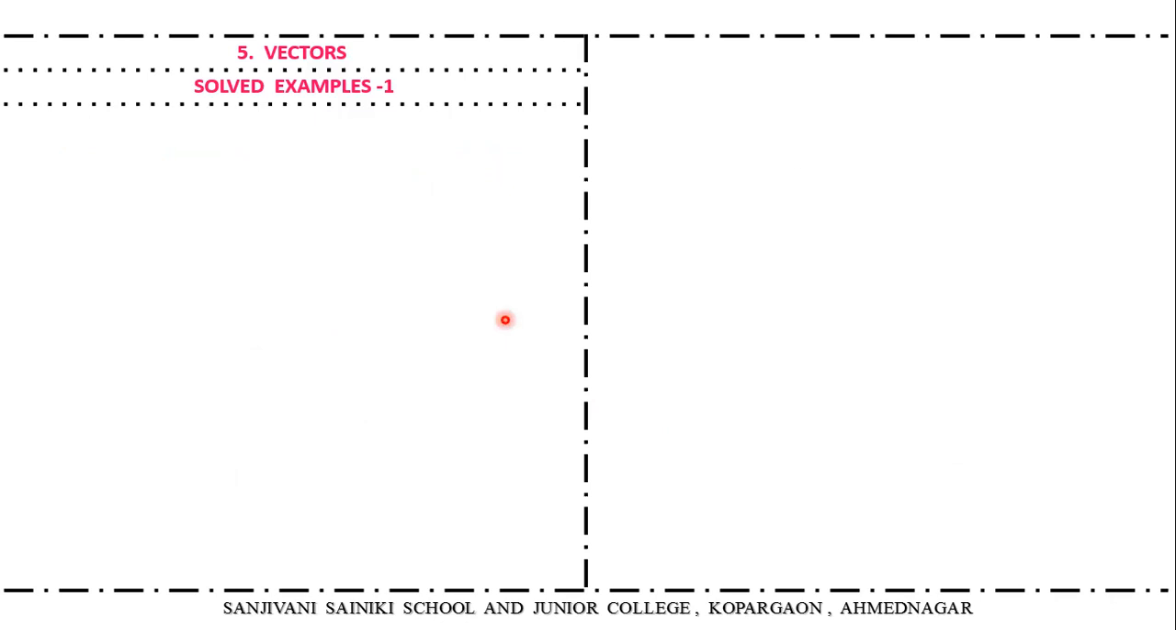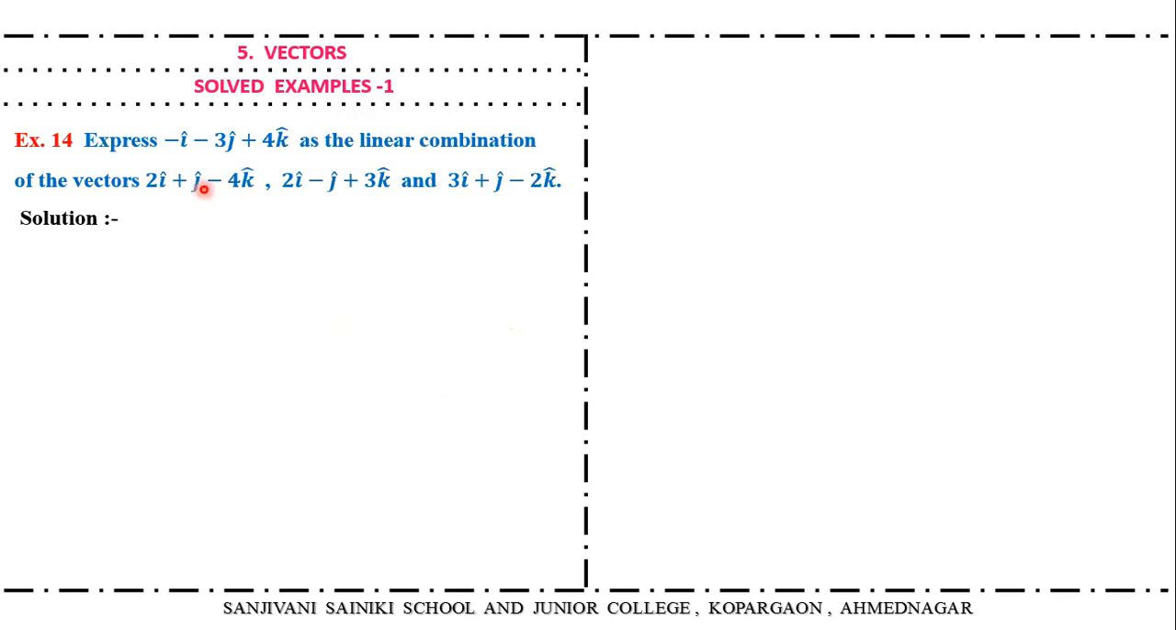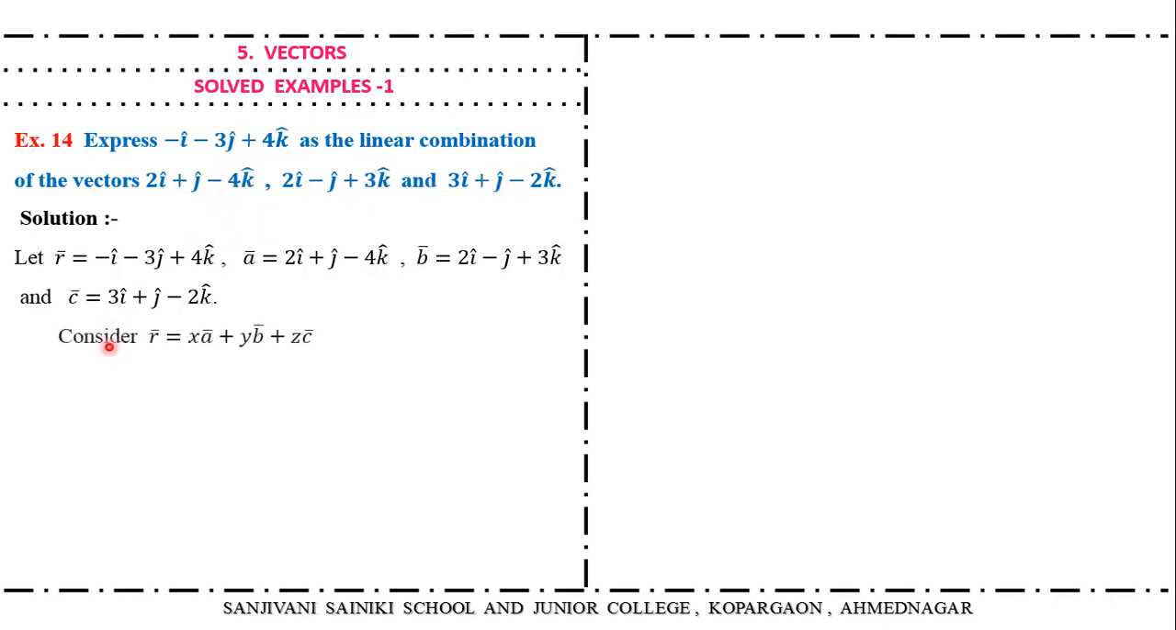The next example is: express i bar minus 3j bar plus 4k as a linear combination of these three vectors. We have to express this as a linear combination of this. So let R bar be the vector to be expressed as a linear combination, and the vectors in which we express it be a bar, b bar, c bar. So we have to show that R bar is equal to x a bar plus y b bar plus z c bar.